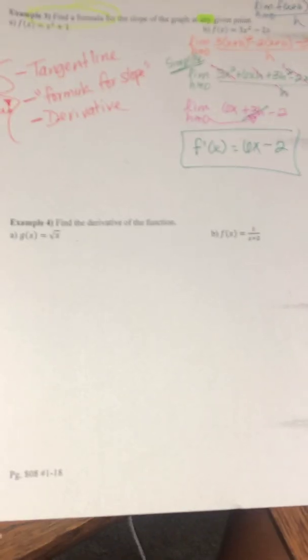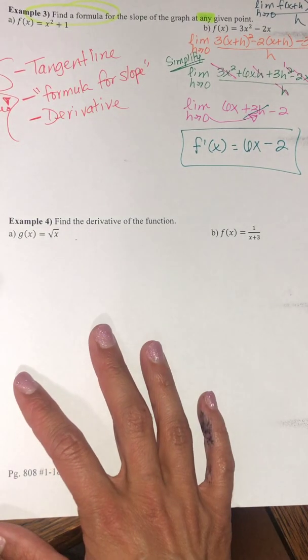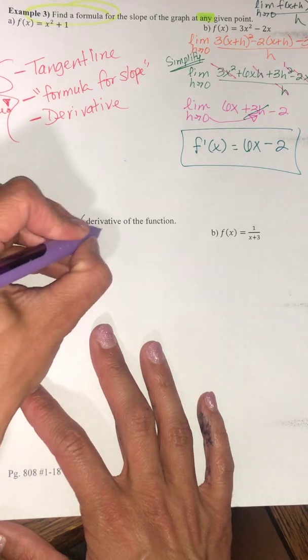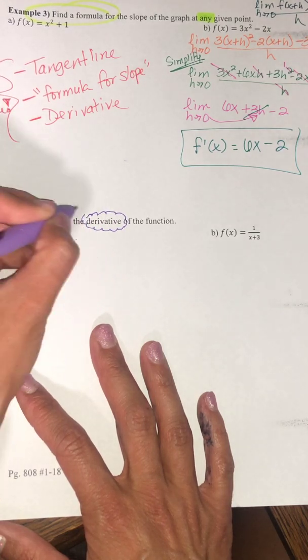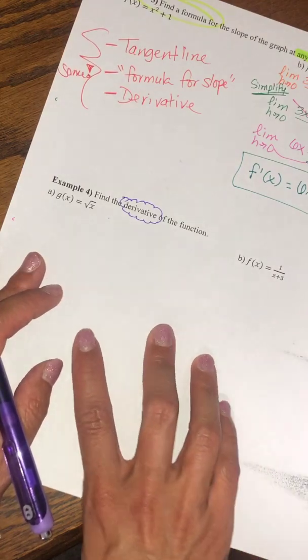All right, let's try example 4. This is our last example. We're going to find, guess what, the derivative. It's straight up asking for the derivative this time. So straight and to the point, how I like it. Okay, g of x equals the square root of x. All right, let's set this up.